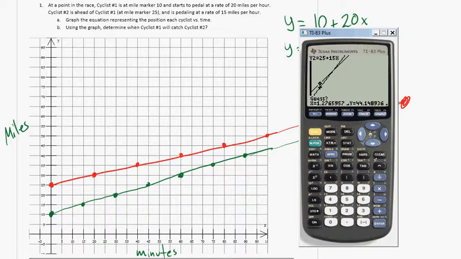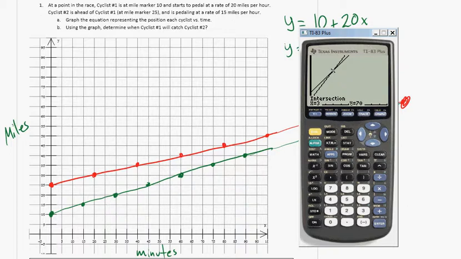And it asks you for a guess. And that means it wants you to help it out. And it wants you to get that cursor kind of close to the place where they intersect. You don't have to be right on top of it, but it helps if you get kind of close. And you hit enter, and boom, there's the answer. X would be 3, Y would be 70. So that means it will take 3 hours, and they will be at mile marker 70 when it happens.